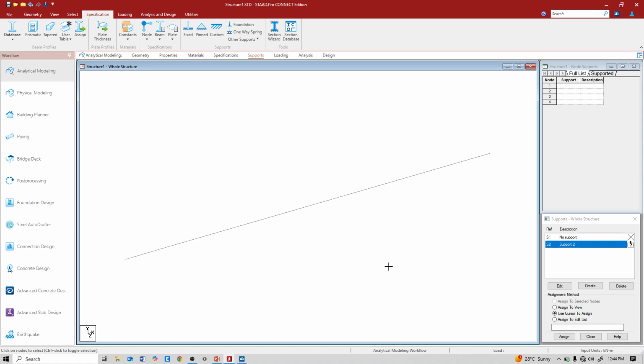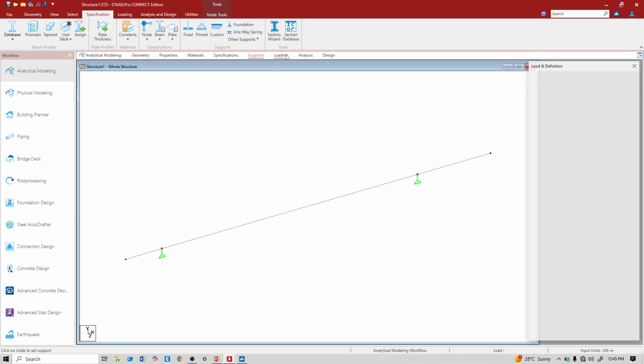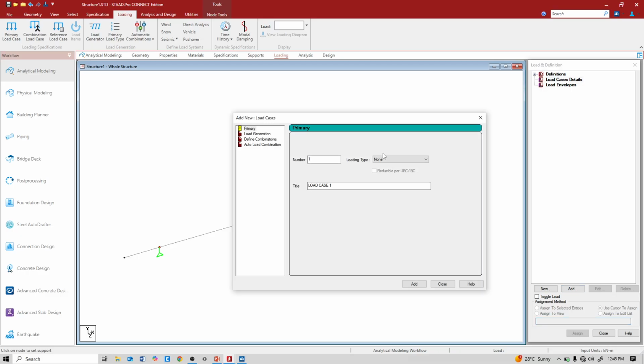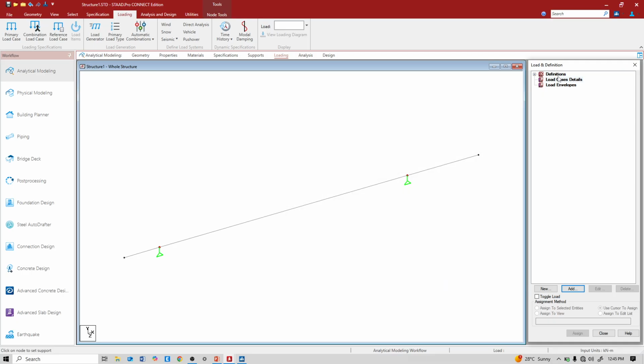Now shift K for node seeing purpose. Use the cursor to assign, assign, assign. Now loading: load case details, add, give loading type live, title is live load, add, load.